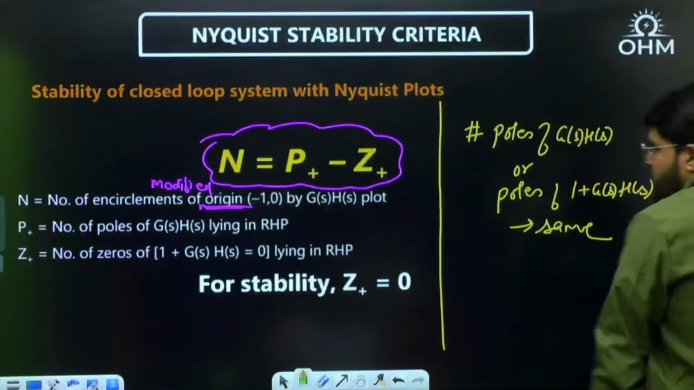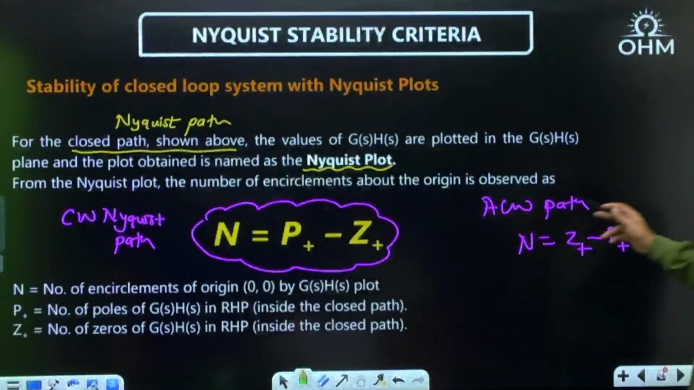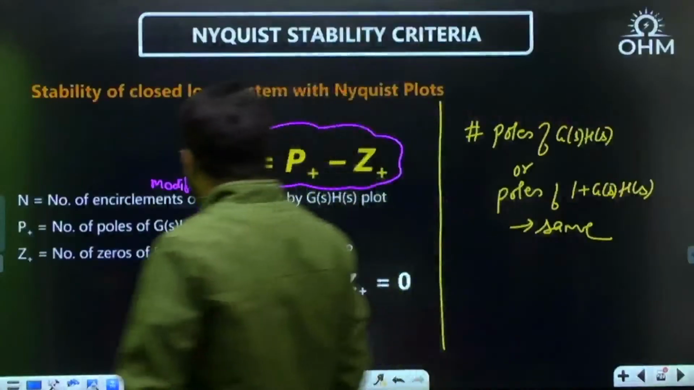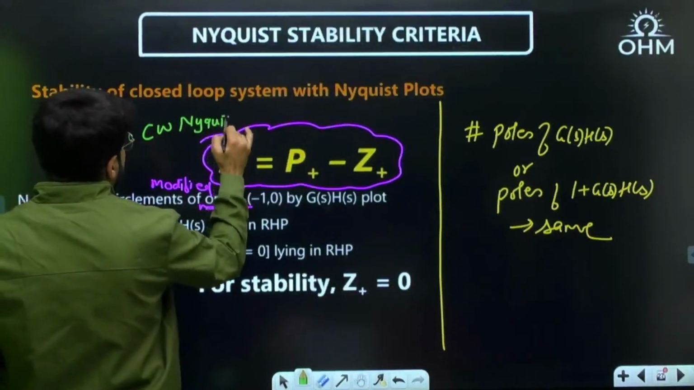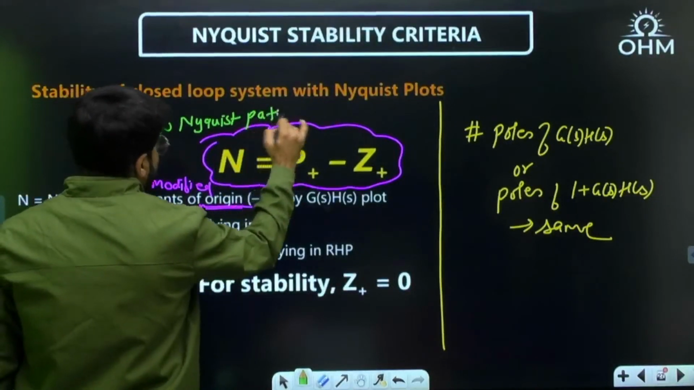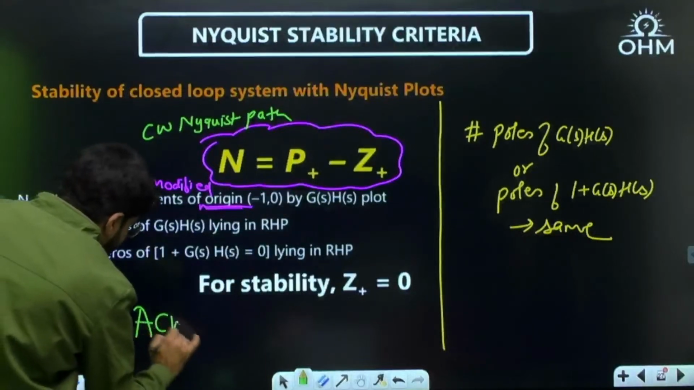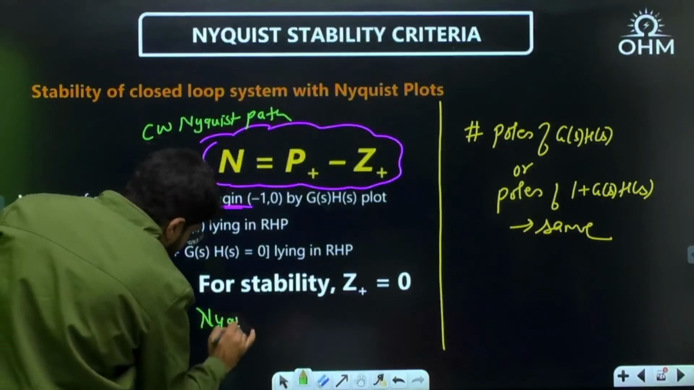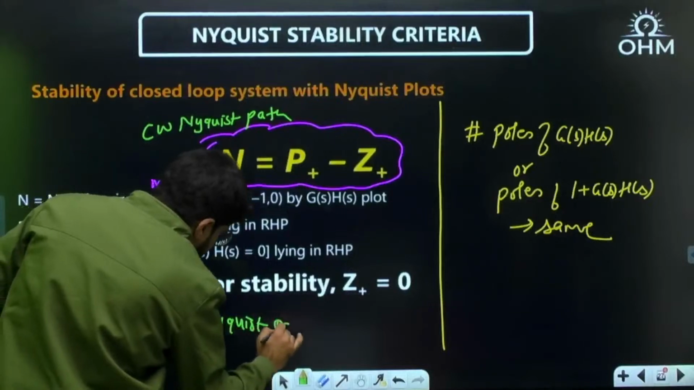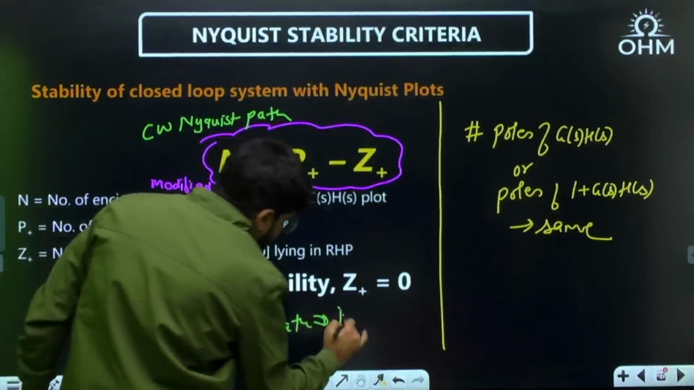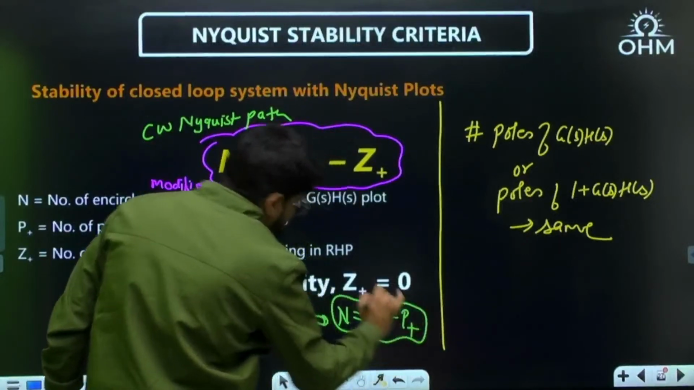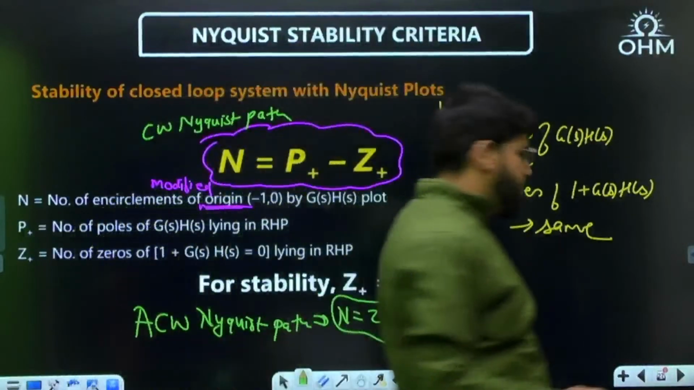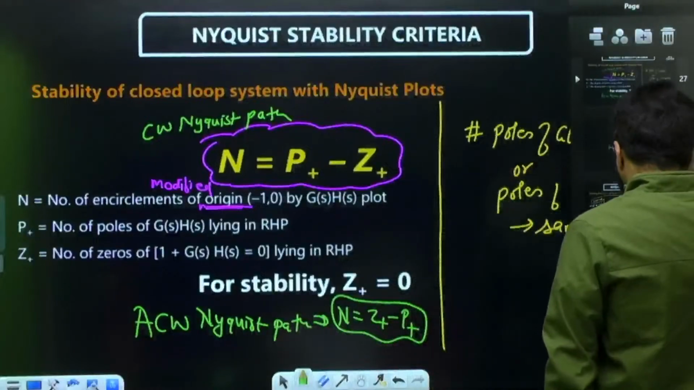Here also let me mention that this is again using a clockwise Nyquist path. This is very important, so let me again mention it. If it is an anti-clockwise Nyquist path, again you will take N equal to Z minus P. N equal to what? Z minus P.